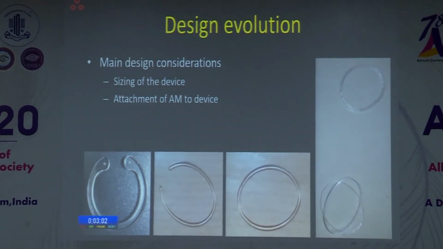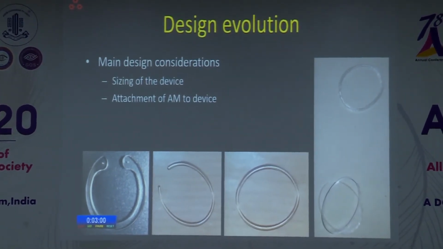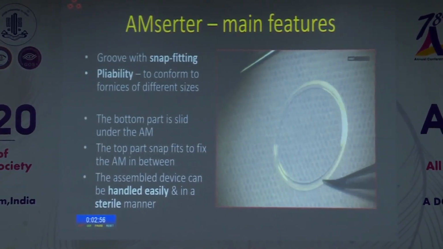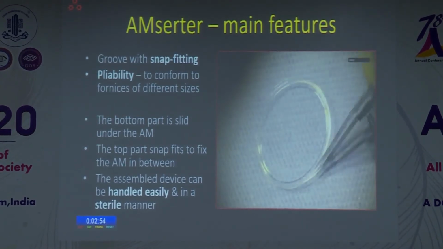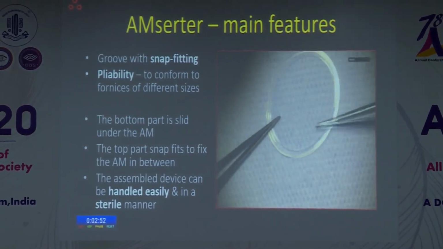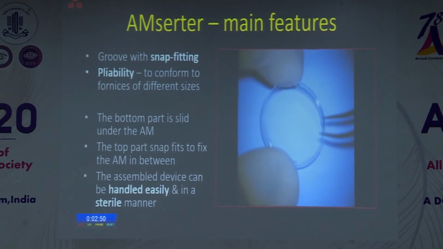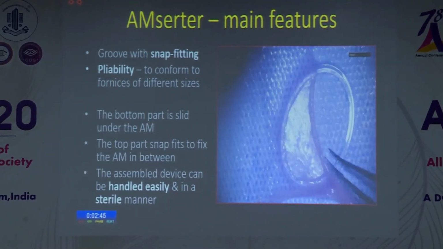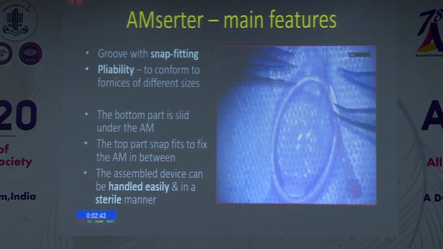The sizing of the device is important, as well as the attachment of the amniotic membrane to the device. So this is showing the dry assembly of the device without the AM. There is a notch in the bottom ring and the top ring is placed on it, and it is snap fit. The assembled device is pliable, so it can conform to fornices of different sizes.